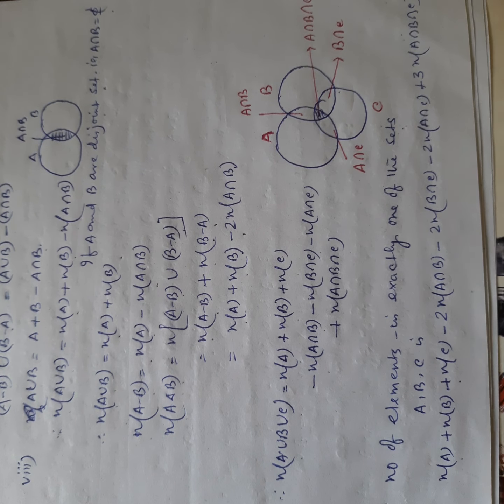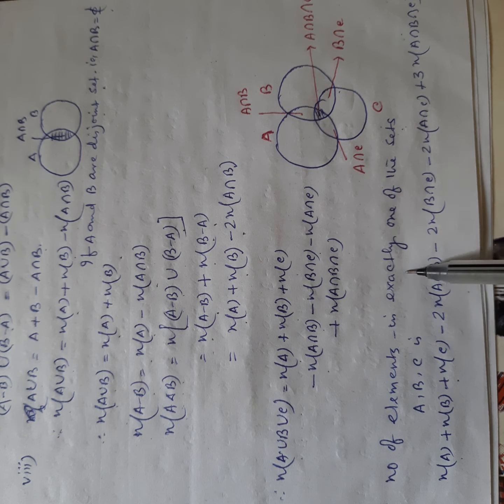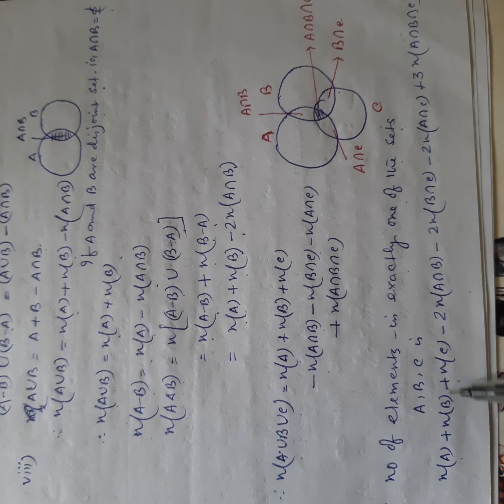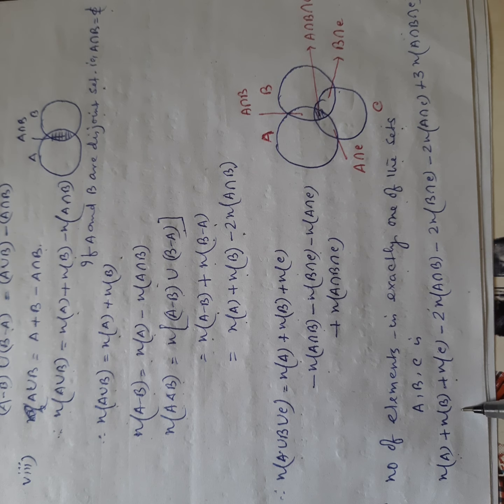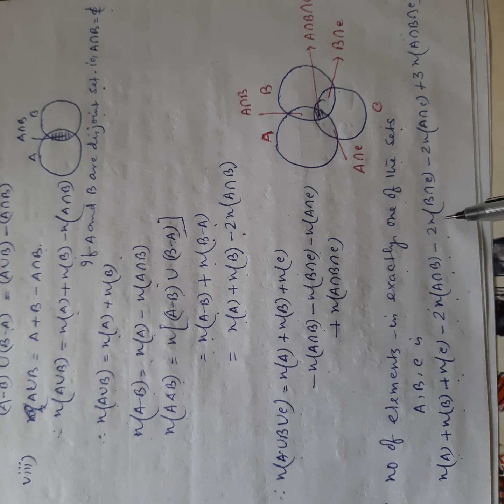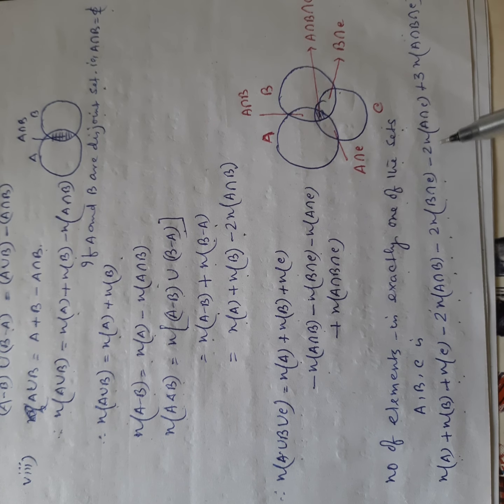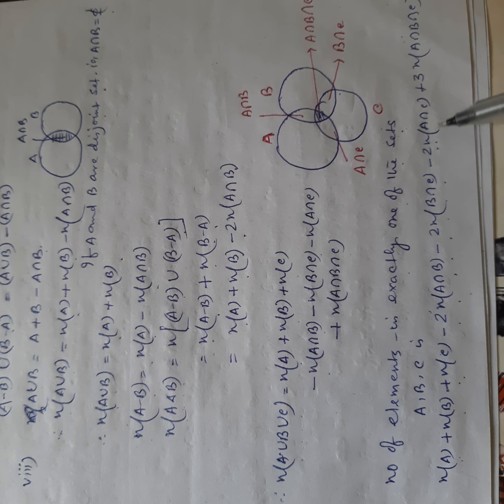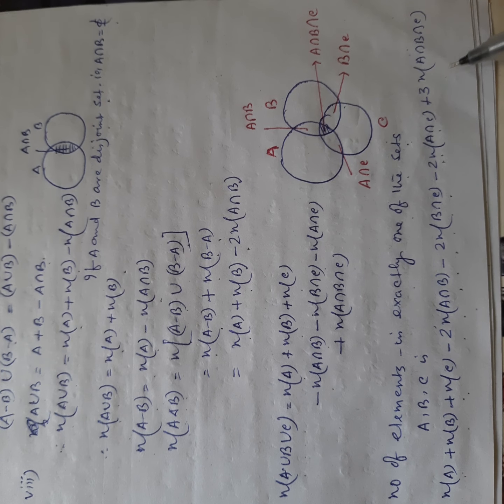This is the formula. The number of elements in exactly one of the sets A, B, C is the cardinal number of A plus the cardinal number of B plus the cardinal number of C minus 2 times the cardinal number of A intersection B minus 2 times the cardinal number of B intersection C minus 2 times the cardinal number of A intersection C plus 3 times the cardinal number of A intersection B intersection C.